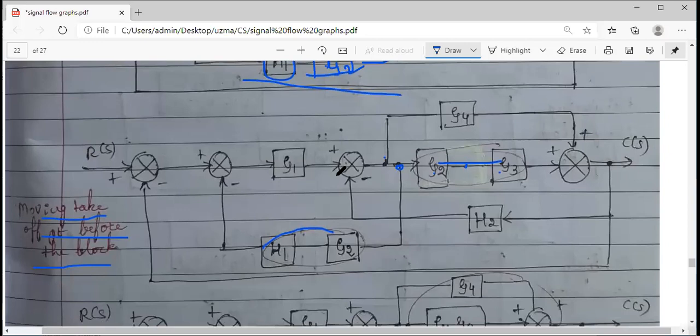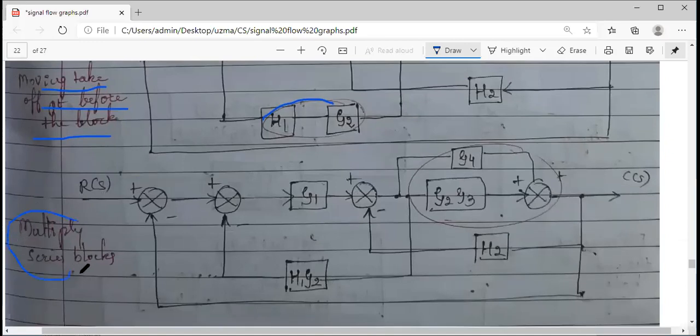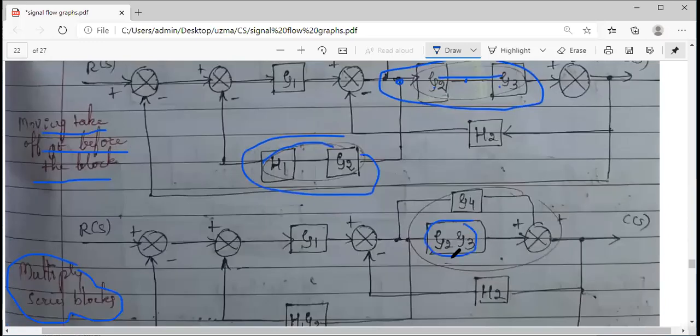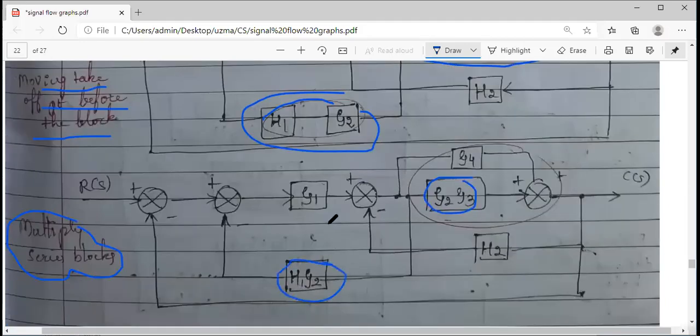It is not necessary that every time you have to apply one rule only. Okay, as and when you practice more and more problems, you can operate on 2 different parts at a time, and you can simply mention the reason here. I have given here multiplication of series blocks. There are 2 series blocks, I have indicated by encircling them. So I will club those 2, multiply these 2. I will get here G2, G3, and here it is H1, G2. Together I have done both the operations. Okay, 2 different parts of the same block diagram. So I can do that.